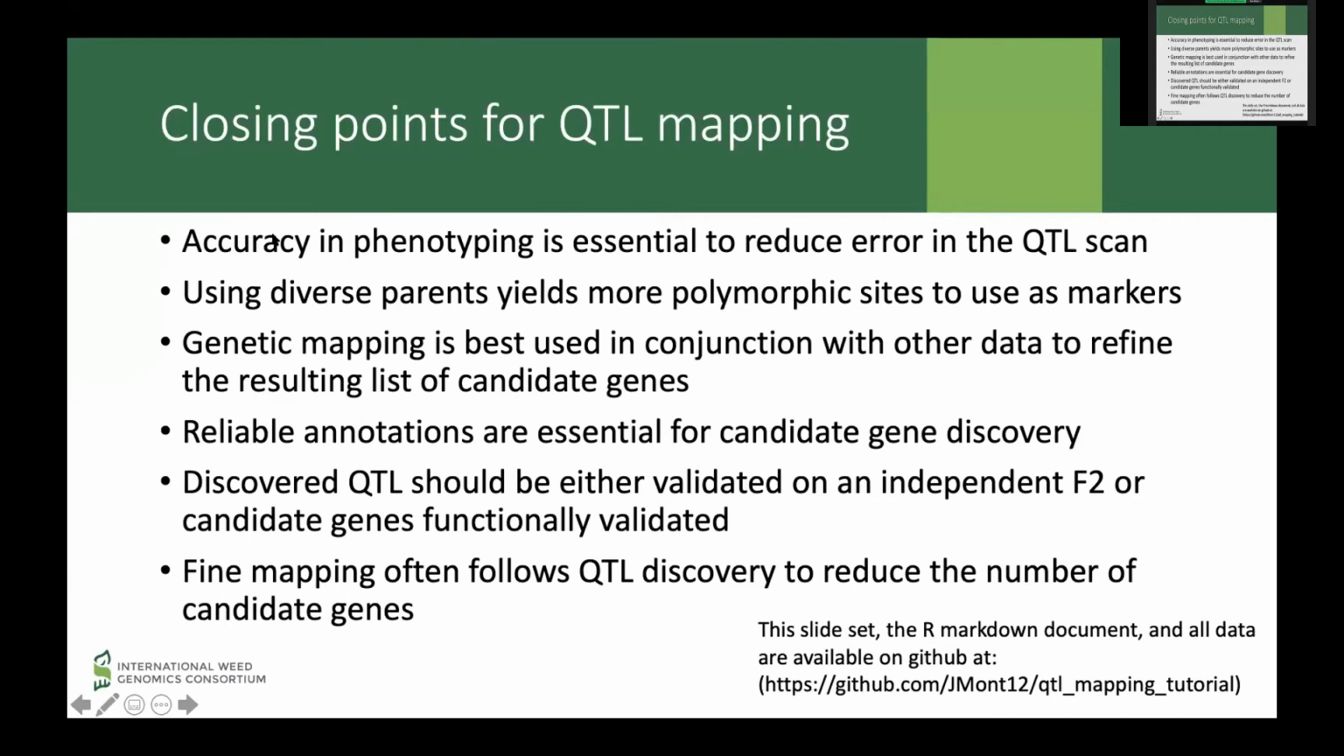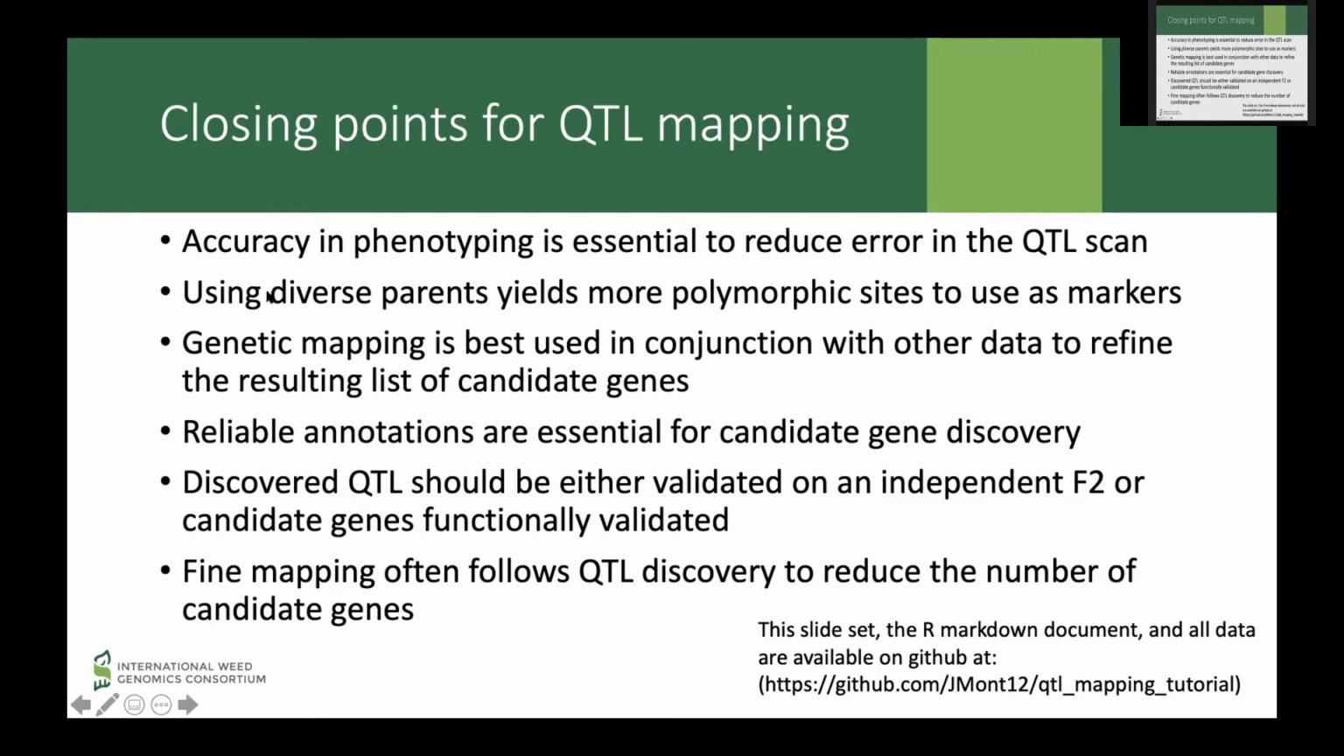Okay, and so here are some key takeaways that I want you to consider if you're ever designing a QTL experiment of your own, and that is that phenotyping accuracy is essential. Essentially, what you're doing is running a t-test and comparing means. And if you have a bunch of error associated with your phenotyping method, you're not going to get that clear difference in allele groups that you need to identify QTL.